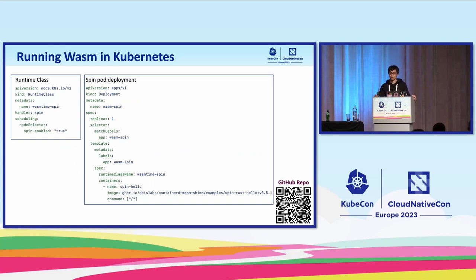So now we have a very typical pod spec. This is a deployment and it's called wasm-spin. This deployment just fetches the spin rust hello container image. In that spec, there is a runtime class name called wasmtime-spin. So before you deploy this pod spec, you have to deploy a runtime class to tell Kubernetes, I have this handler for wasmtime-spin, and this handler is pointing to the spin shim.